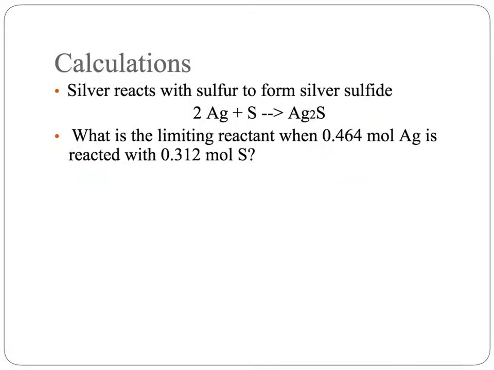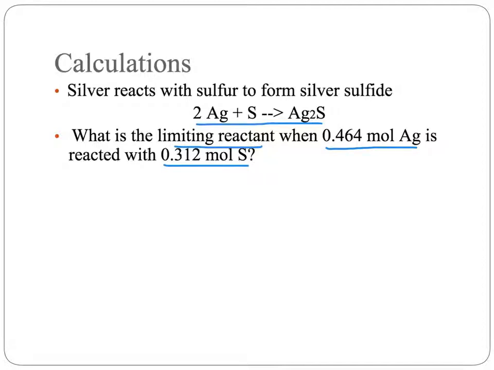Calculations with limiting reactants generally ask you to find them. So in this case, we're given an equation that tells us that silver reacts with sulfur to form silver sulfide. And the balanced chemical equation is given to you, which tells you that 2 moles of silver react with 1 mole of sulfur to make 1 mole of silver sulfide. The question asks, which one is the limiting reactant if you have 0.464 moles of silver and you react it with 0.321 moles of sulfur?